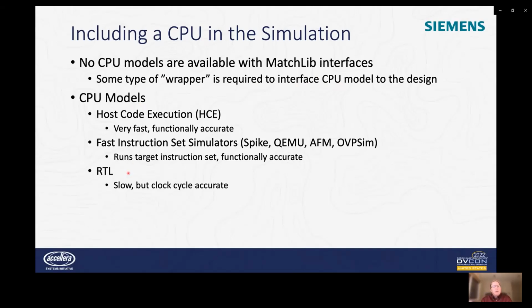And we're going to be talking about three different types of CPU models that we'll bring into the mix. One is host code execution, which is going to give us very fast execution and be functionally accurate. We're going to be talking about a fast instruction set simulator, and this is going to run target code, but it's still going to be quite fast and functionally accurate. And finally, we'll talk about RTL, which is going to be much slower, but will give us full clock cycle accuracy.